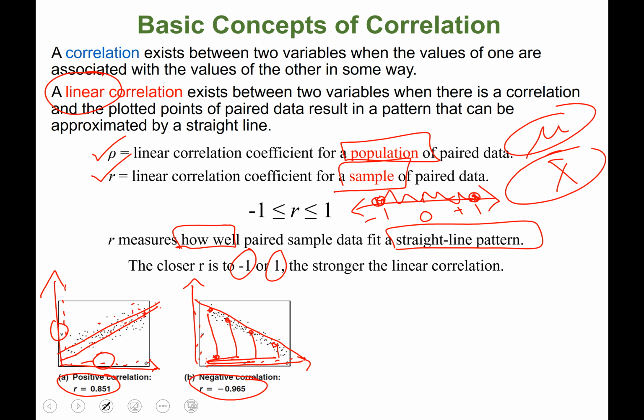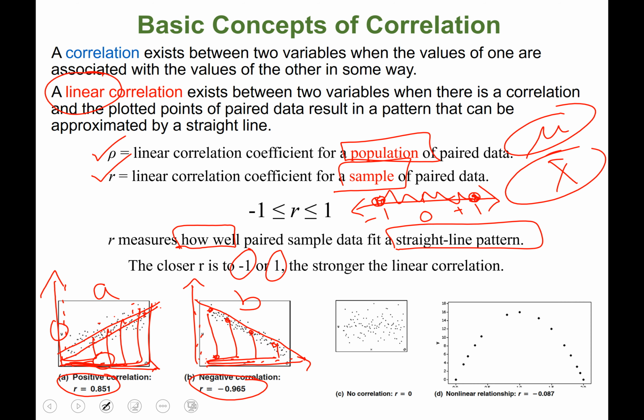I want you to look at A and B here. This is A and this is B. Please notice that in A, we have what's called a positive correlation, and that's because our slope is increasing. And in part B, we have a negative correlation, and that's because our slope is decreasing.